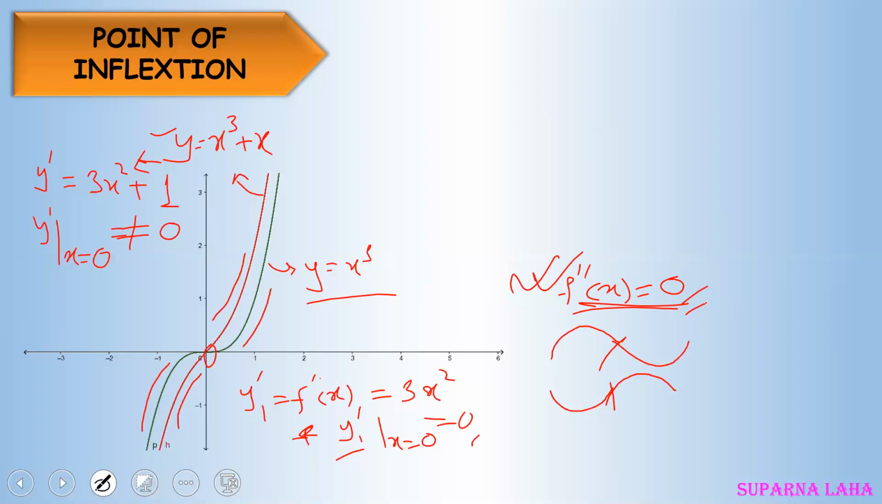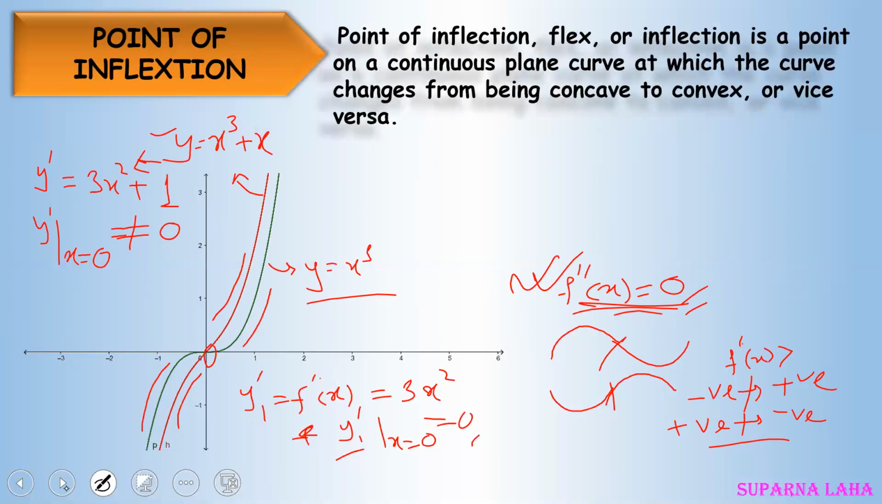But before this point, the function is not changing its nature. That is, it is not changing from negative to positive, or from positive to negative. So the nature is not changing, but the second derivative is 0 at that point, and the concavity of the graph is changing, that is from the smiley face to the sad face, or the sad face to the smiley face. So this type of point is called a point of inflection.